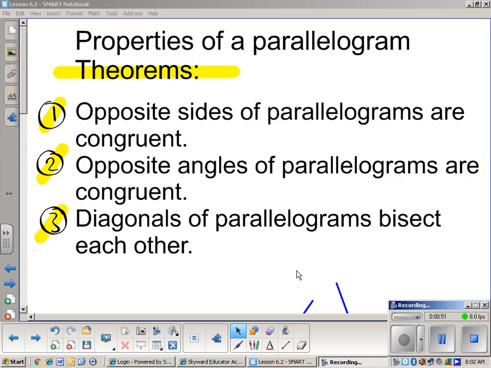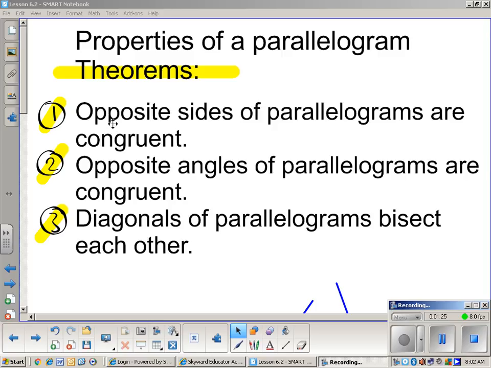If we wrote these as conditionals, we would say something like, if a quadrilateral is a parallelogram, then opposite sides are congruent. If a quadrilateral is a parallelogram, then opposite angles are congruent. And if a quadrilateral is a parallelogram, then the diagonals bisect each other. Okay? The reason I'm pointing this out is lesson 6.3 and 6.2 look very much the same.